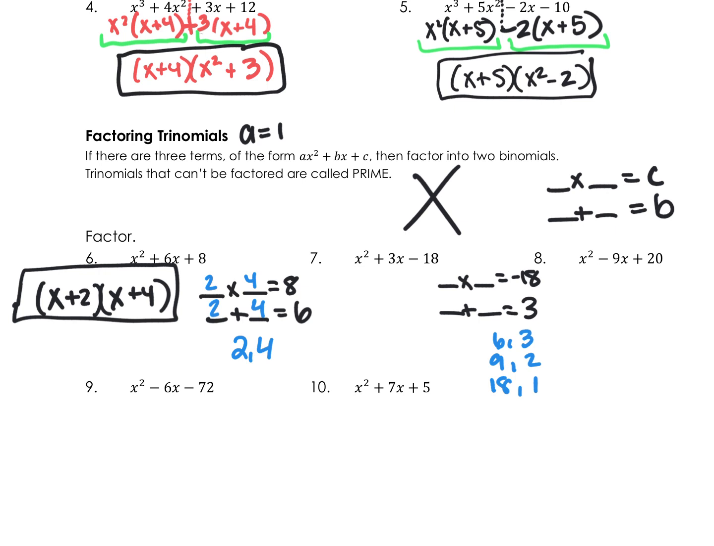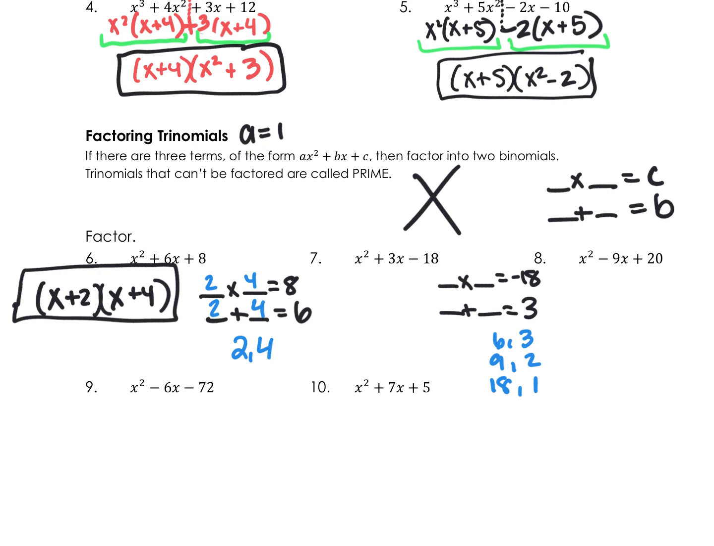So what does that mean if two numbers have to multiply together to get a negative? One of them is going to be negative, right? And then we need them to add together to get 3, right? If I make this 2 a negative, will these add together to get 3? No. And if I make the 9 a negative, will these add together to get 3? No. So which combo do you think we're going to be looking at? 6 and 3.